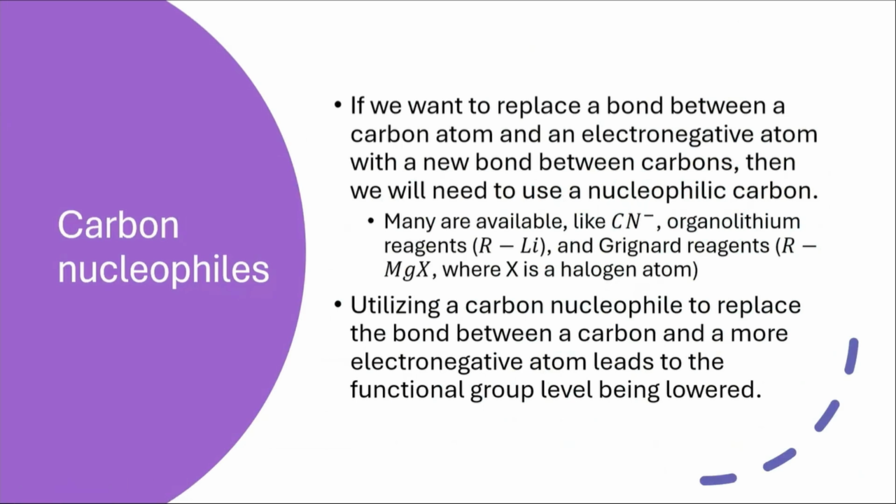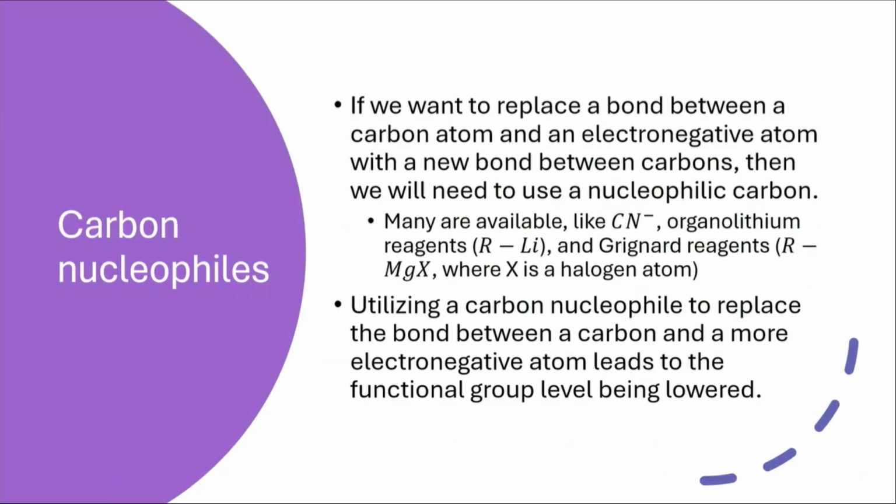So second I want to go over carbon nucleophiles. If we want to replace the bond between the carbon atom and an electronegative atom with a new bond between carbons, we can use something like a nucleophilic carbon. So we have many available, like cyanide. Nucleophilic means positive loving. So the cyanide ion is negatively charged, so of course it's going to love positive charge. Therefore it is a carbon nucleophile.